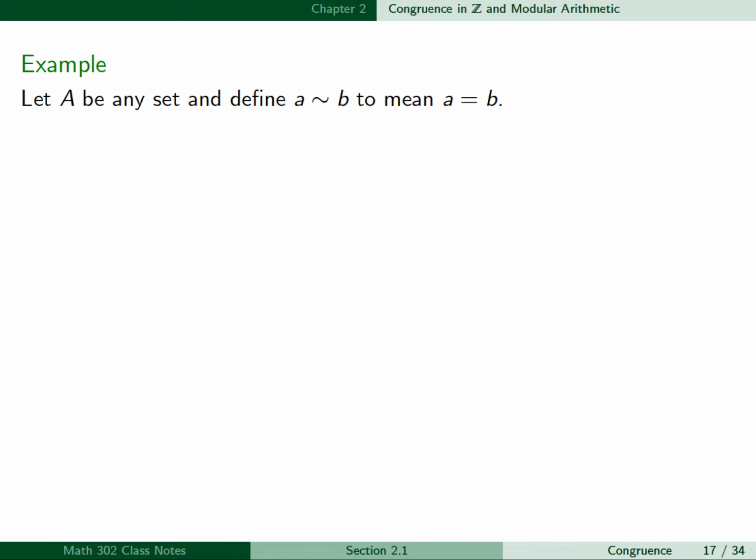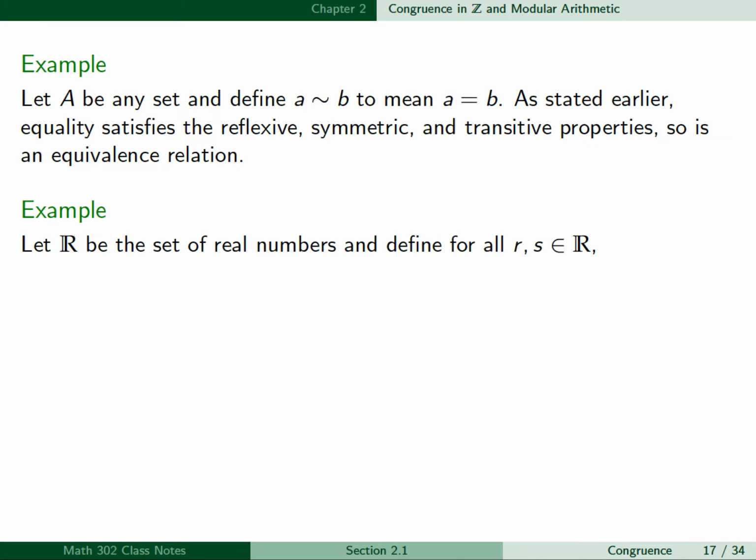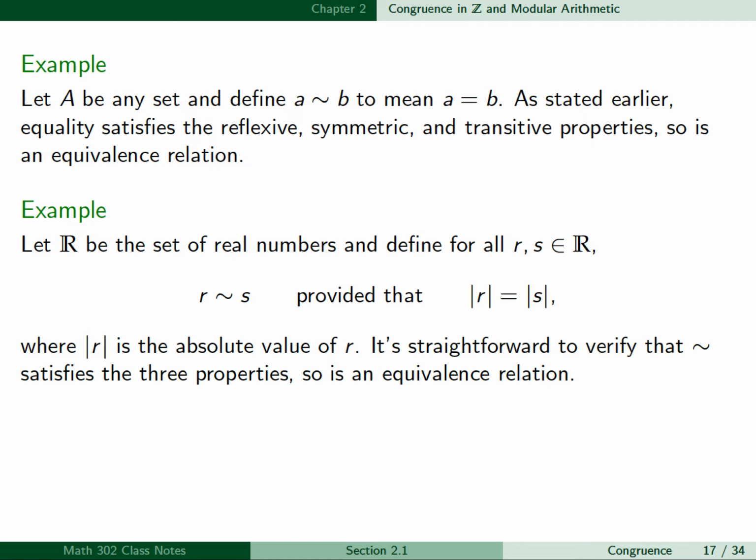So for some simple examples, let A be any set, and we can define a tilde b to mean a equals b. Now, as stated earlier, equality satisfies these 3 properties, the reflexive, symmetric, and transitive properties. So this will be an equivalence relation. For another example, let R be the set of real numbers and define for all elements r and s in R, r tilde s, or r is related to s, provided that the absolute value of r equals the absolute value of s. Now it's straightforward to verify that this relation satisfies the three properties, so it will be an equivalence relation.